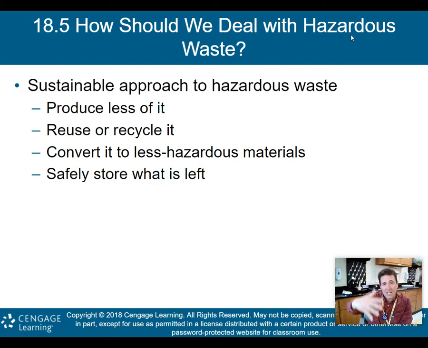So as you can see, especially the first two, that's the story for all our waste, right? We got to produce less of it, and we need to learn to reuse or recycle what we have produced. Again, when it comes to hazardous waste, it's pretty much the same as what we spoke about with solid waste, the MSW, municipal solid waste. We just got to produce less of it and reuse and recycle the stuff that we do produce.